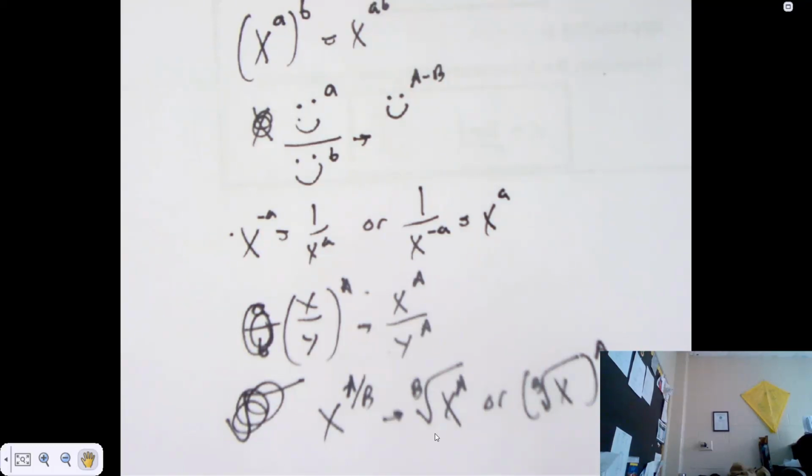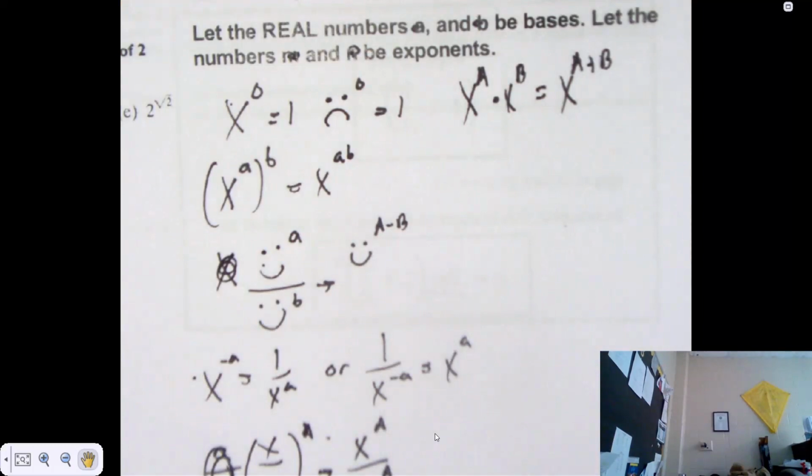Well, what rule am I missing? Oh, well, yeah, I can't believe I forgot all about that one. Product rule. X to the a times x to the b. What are you allowed to do with a and b? Add them. And there's your 7 exponential rules. And moving on.